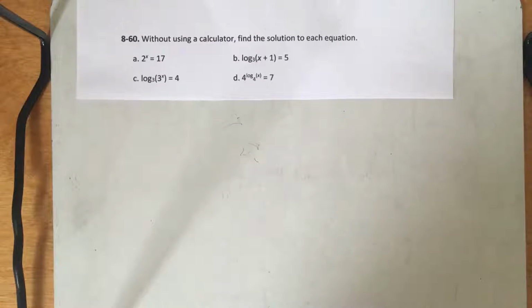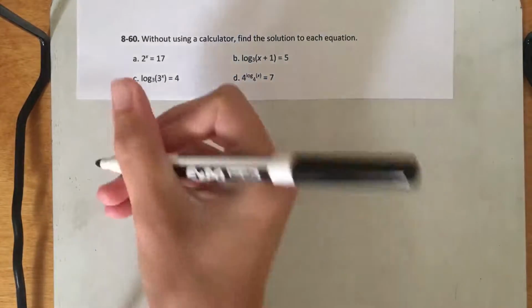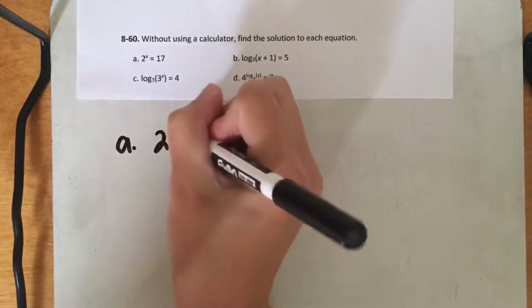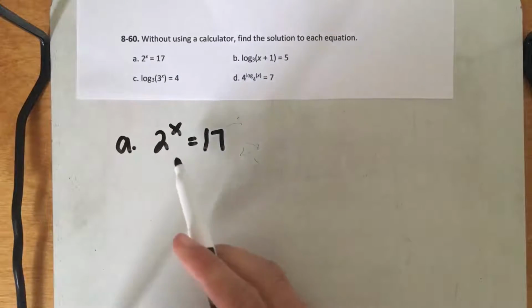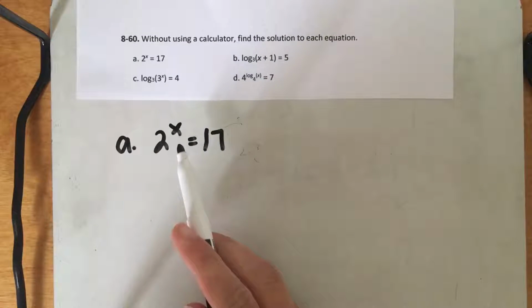This is problem 8-60. Without using a calculator, find the solution to each equation. Okay, so for the first one, we have an exponential problem. I'll write down here, 2 to the x equals 17. So what we need to do is get this x out of the exponent, and we can use properties of logs to do so.